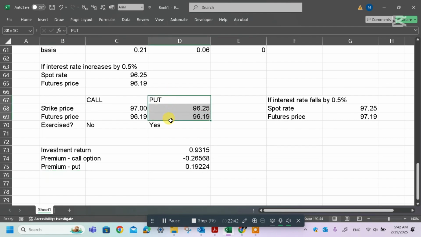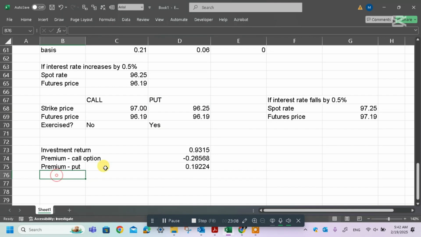Then put option is going to be exercised. Now think logically, interest rate has increased. As an investor, you must be happy. You don't have to protect yourself. That's why the call option need not be exercised. But who would have bought this put option? A borrower would have bought this put option. For the borrower, interest rates going up is adverse. So to protect him, he will be exercising this put option.